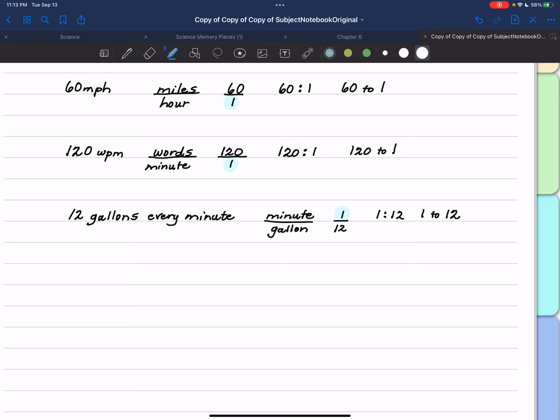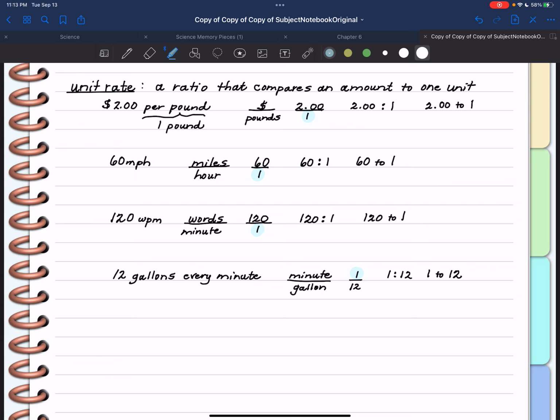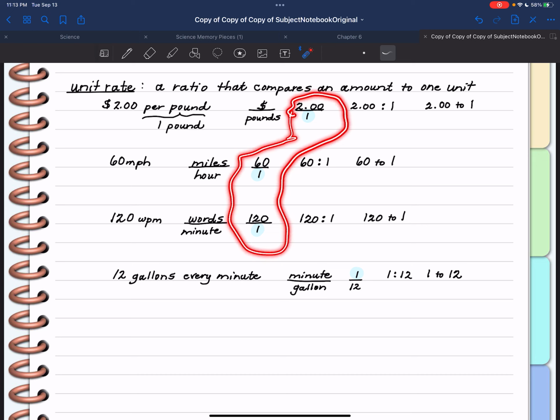However, I would strongly encourage you with unit rates to get in the habit of setting them up like this. Put the 1 on the bottom, and that will help you get set up for the chapter on functions. For now, it doesn't matter. You can flip the ratio over, no problem. But it's a good habit to have, to put the 1 on the bottom.